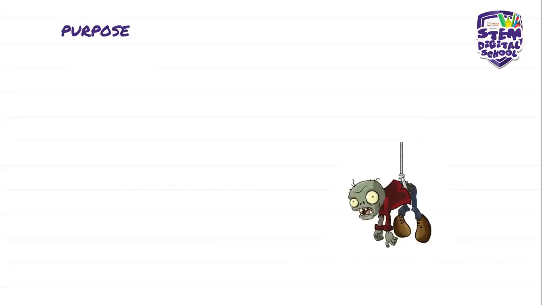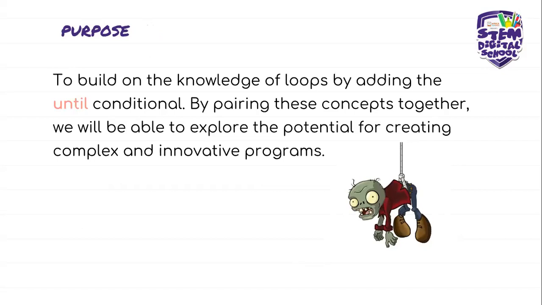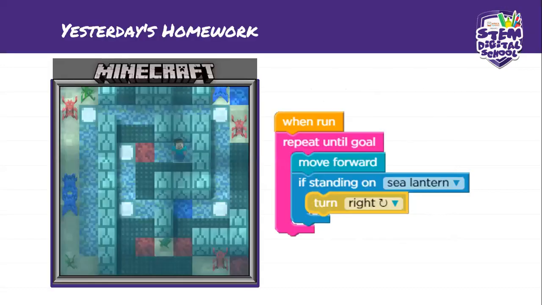Okay, guys, and what is the purpose of our lesson? This is just to build on our knowledge of loops, and we have been dealing with loops quite a bit. Remember, we've got the while loops, we've got the repeat loops, so there are quite a few that we've done already. So this is just to build on our knowledge by adding until conditionals. By pairing these concepts together, we will be able to explore the potential of creating complex and innovative programs. So that's nice to know that that is our objective.